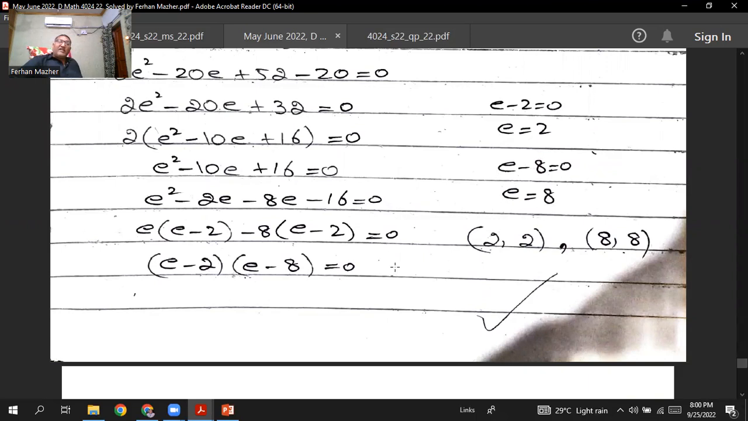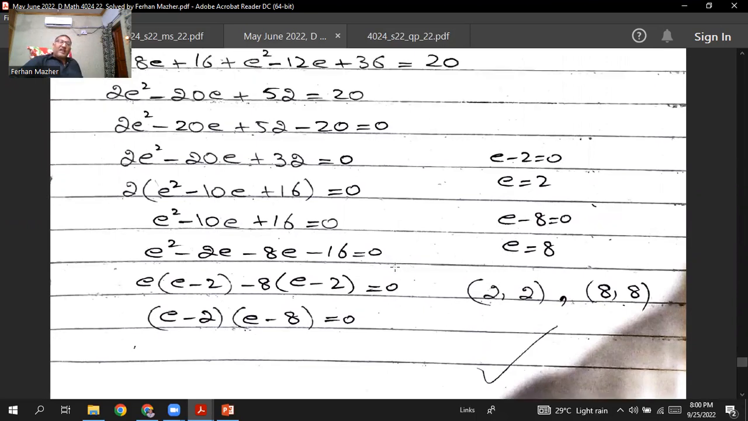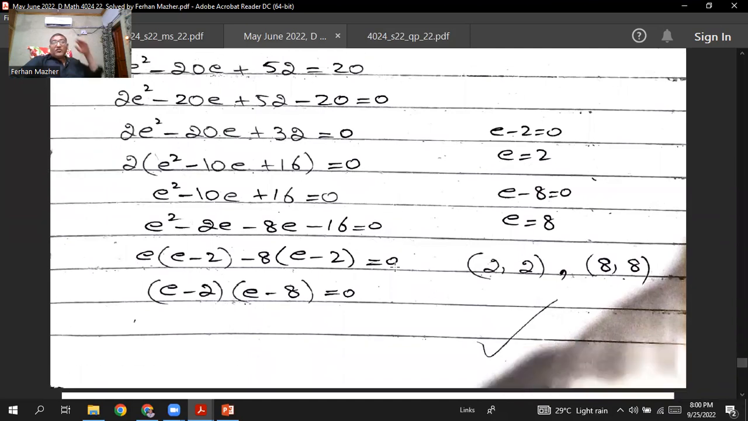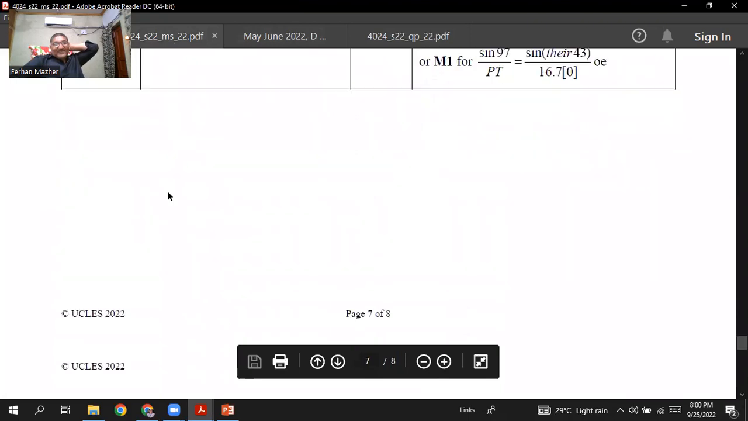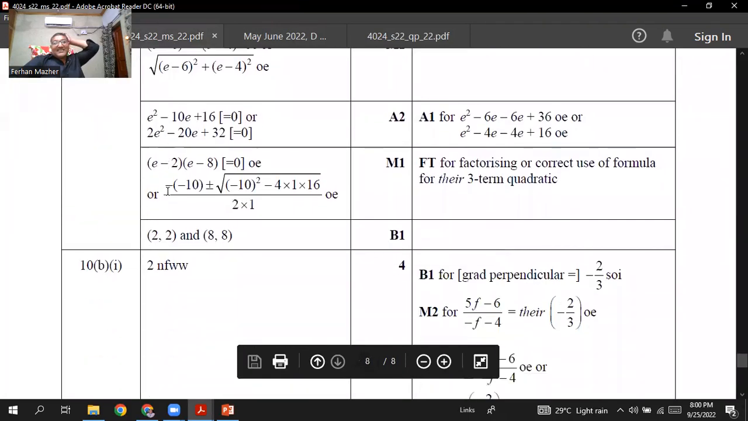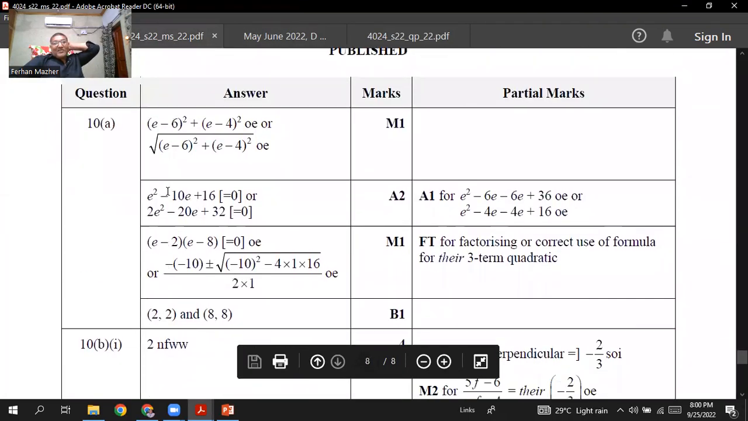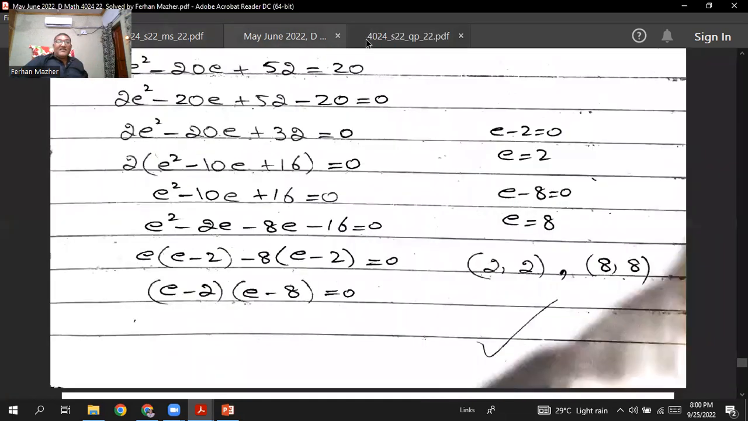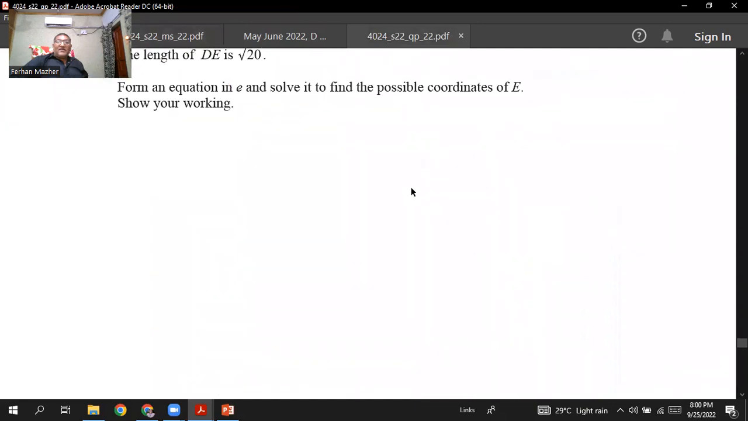So e will be equal to 8. So the possible values of the coordinates of E are (2, 2) or (8, 8). So that is our answer. So let's see, (2, 2) and (8, 8). The marking scheme is showing up on your screen. Our answers are right. It's a hell of a question.